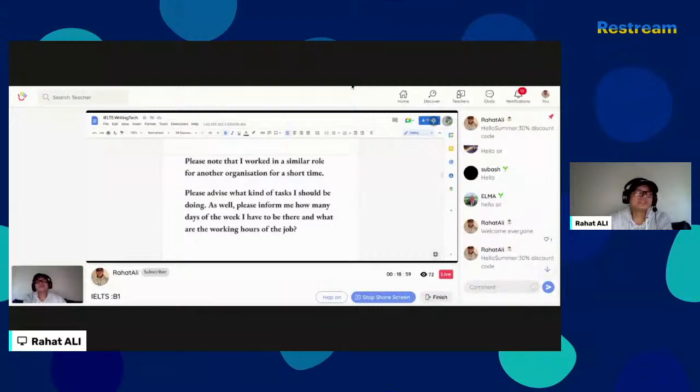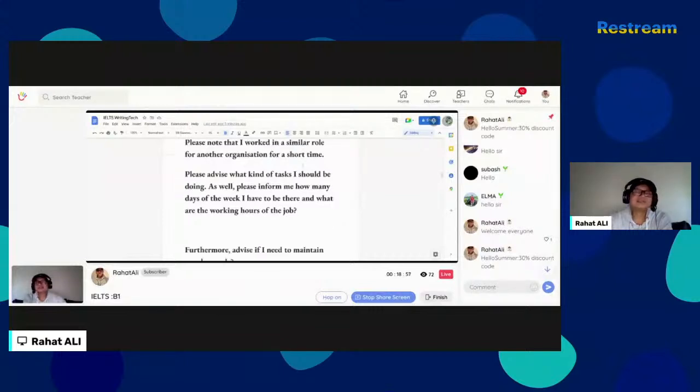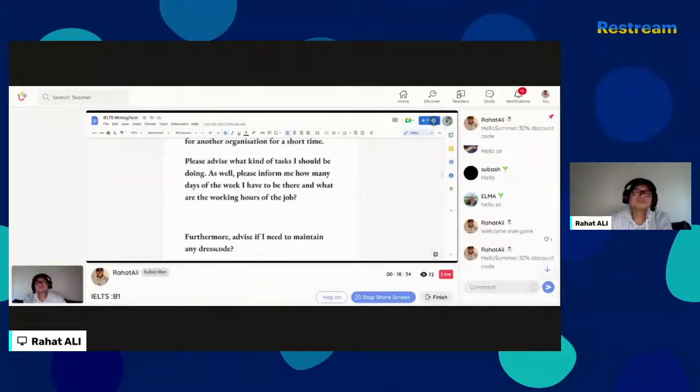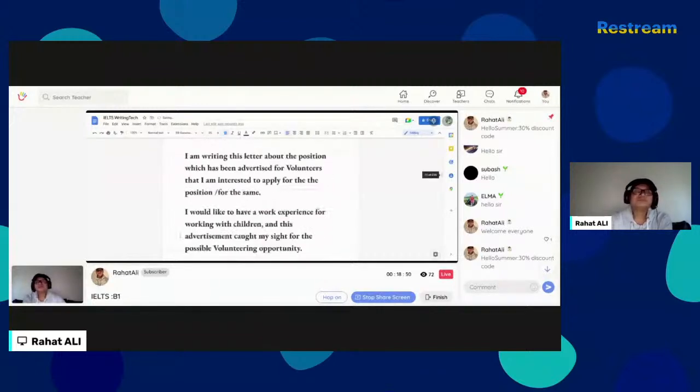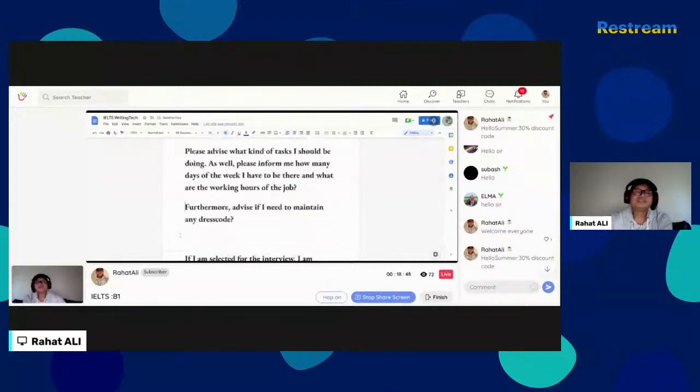Okay, this is the third criteria. Furthermore, we have used there for furthermore. Advise if I need to maintain any dress code. That's very important, dear viewers, because in some jobs you need to have a dress code, and it should be mentioned in your advertisement, though, casual dress or formal dress.